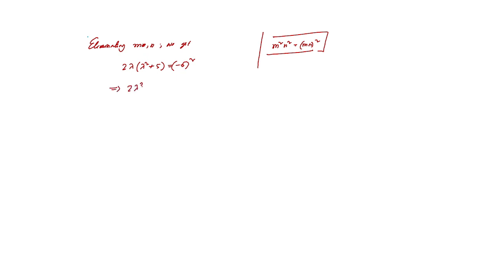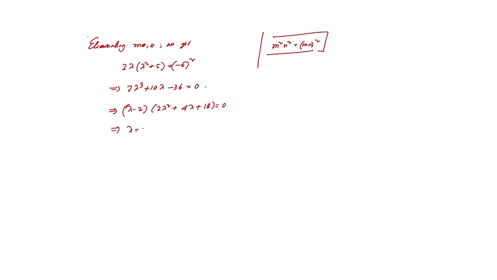You will get 2 lambda cube plus 10 lambda minus 36 equals to 0. Now we need one real lambda, that you can find by the help of cubic equation or by the help of vanishing method. Just put lambda equals to 1, then lambda equals to 2, and minus 1, minus 2. You will see lambda minus 2 is a factor. If you put lambda equals to 2, that will be 0. So lambda minus 2 is a factor. So the remaining part is 2 lambda square plus 4 lambda plus 18 equals to 0.